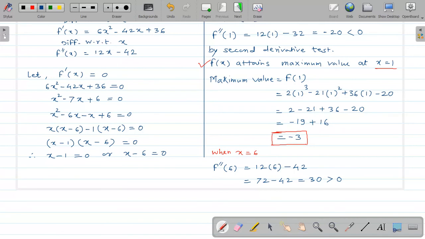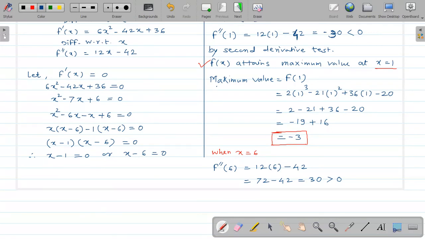Okay, sorry, here I have to take 42. See here 42. So that's why here you get minus 30, but it is negative, so no problem. So hence at point x is equal to 1, you will get the maximum value. Okay, I will correct this, 12 minus 42. Okay, now here in this case at point x is equal to 6, we get 12 into 6 minus 42, that is equal to 72 minus 42 is equal to 30, which is greater than 0.